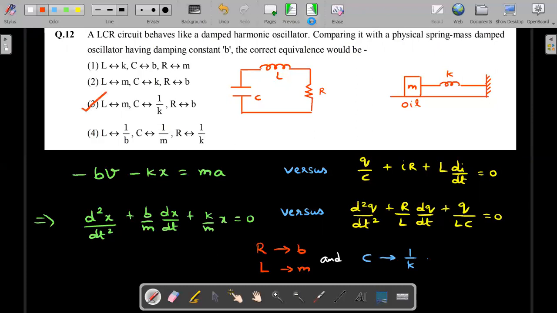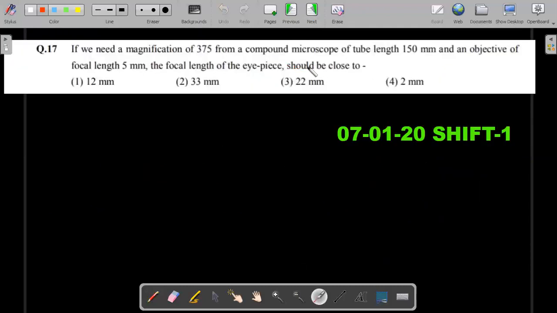Okay, right. Another question, this time on optical instruments. So if you need a magnification of 375 from a compound microscope of tube length 150 millimeter, an objective of focal length 5 mm, the focal length of eyepiece should be close to. Okay, want to give it a try, pause, and then move forward.